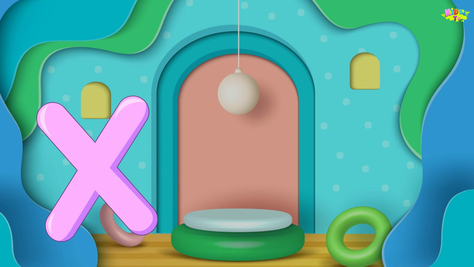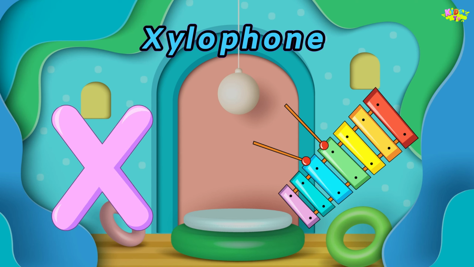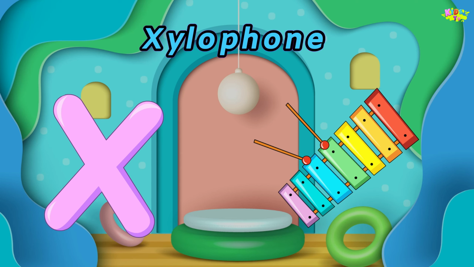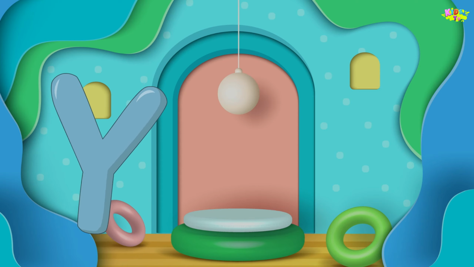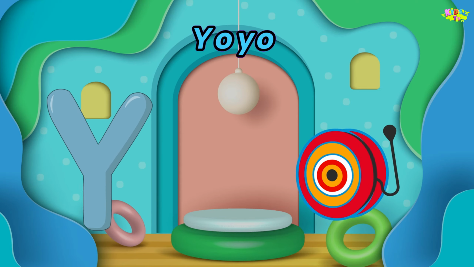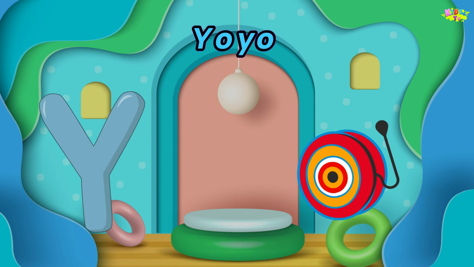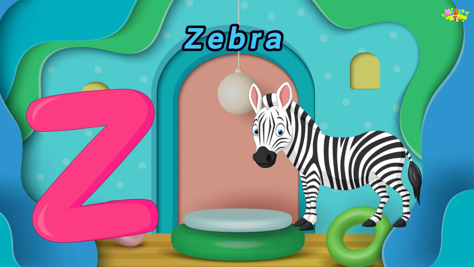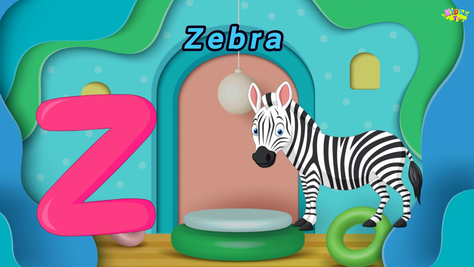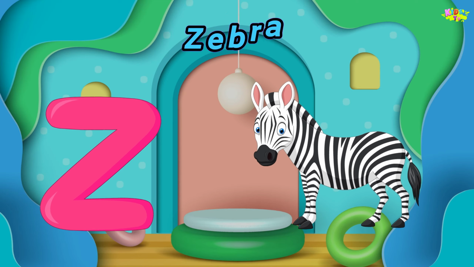X is for xylophone, xylophone, X, xylophone. Y is for yo-yo, yay, yay, yo-yo, yay, yo-yo. Z is for zebra, z, z, zebra, z, zebra.